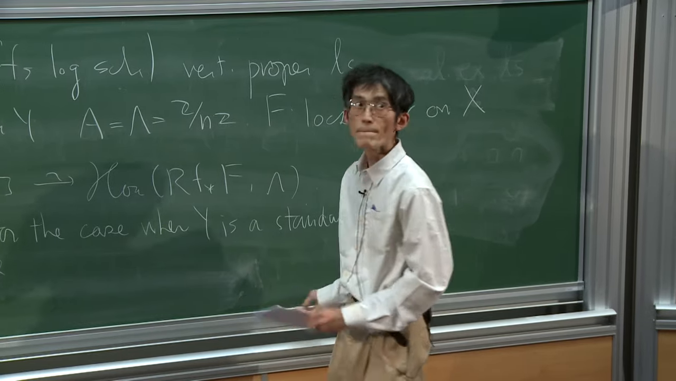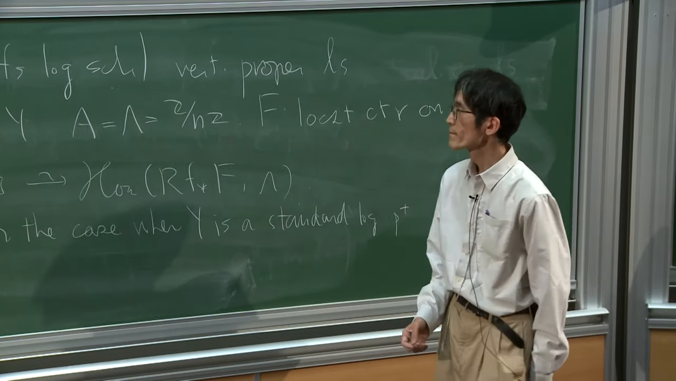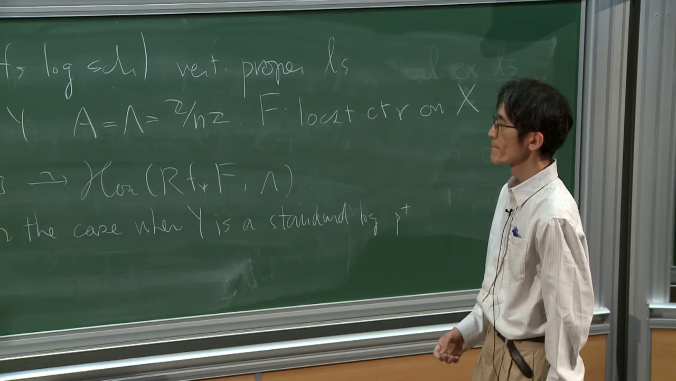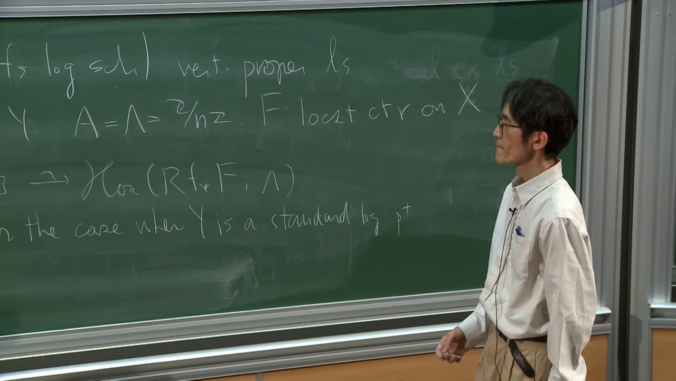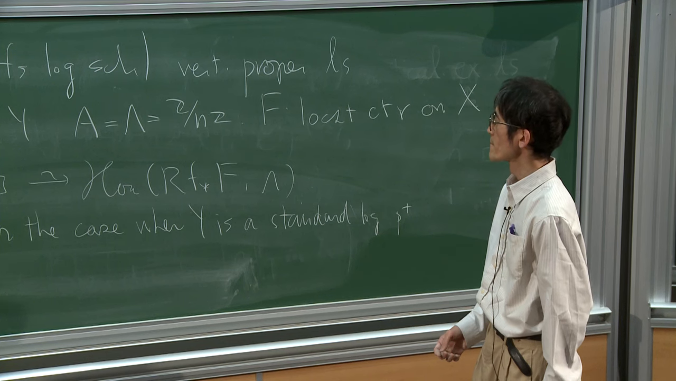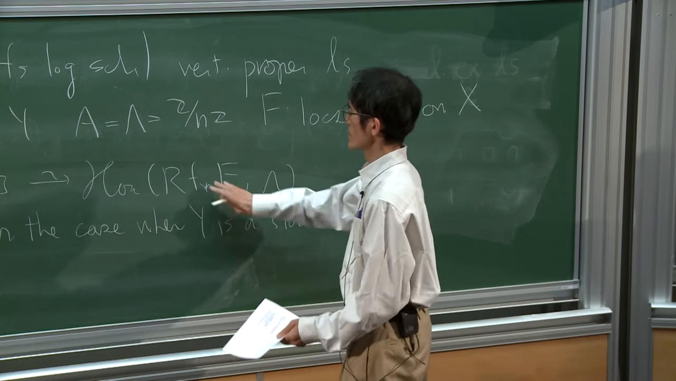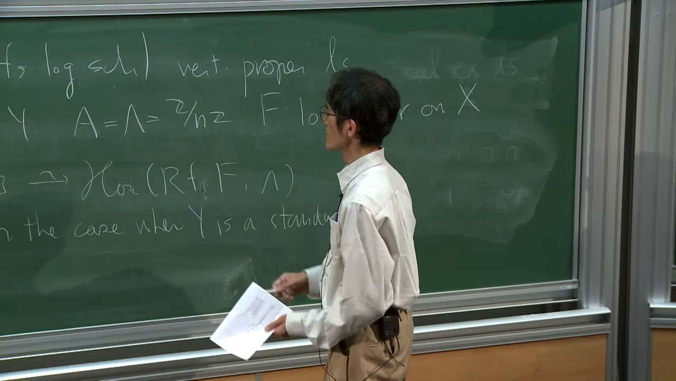Do you want to take RF log Schlick in the non-proper case, or RF log? Is it like a Verdier duality, so with RF log Schlick? On the right hand side, it could be a log Schlick maybe. Yeah. Okay.